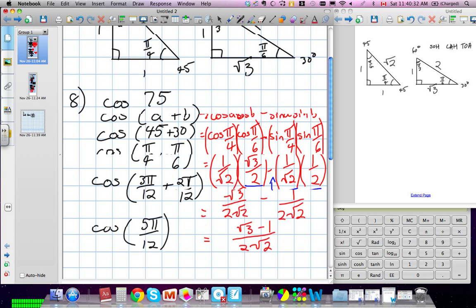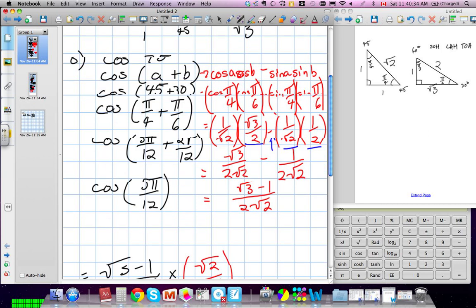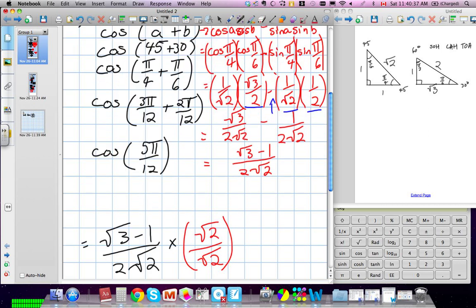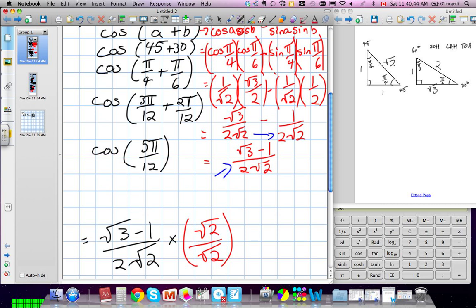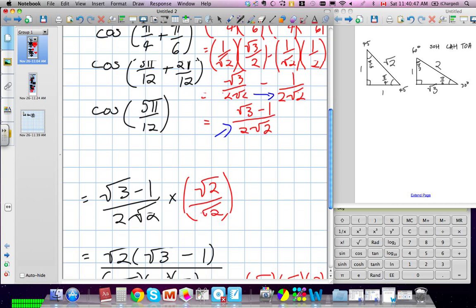Once we multiplied the two, we had a common denominator in our fractions, 2 times root 2. So our answer was root 3 minus 1 divided by 2 times root 2. That's technically it, but your professor or teacher wanted you guys to go a little farther. They want no roots on the bottom.